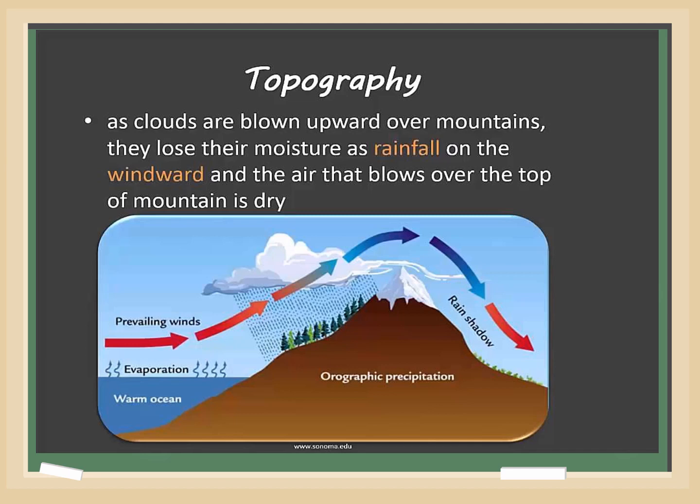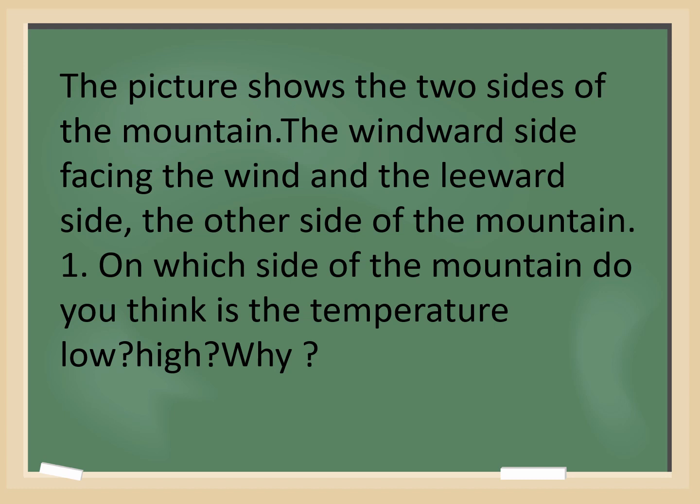Now, the picture shows the two sides of the mountain. One is what we call the windward side, which is the side of the mountain facing the wind. And the leeward side is the other side of the mountain, which is not facing the wind. There is no wind.